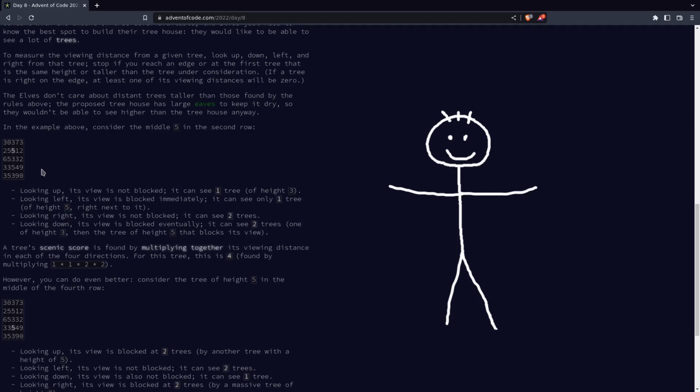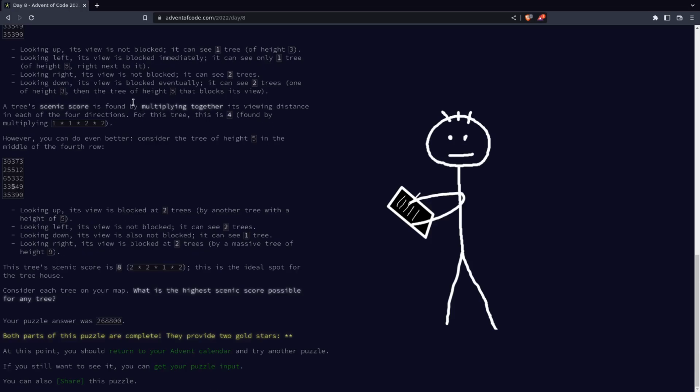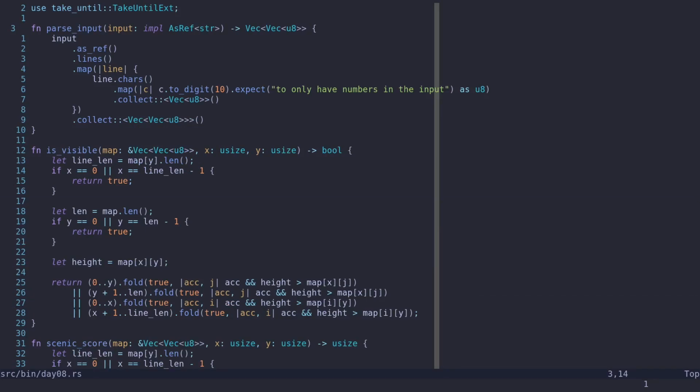The elves also give to each spot a score, and the score is computed by multiplying all the viewing distances. So for this example, it would be 1 times 1 times 2 times 2, which is 4. Our goal for this question is to find the highest scenic score. For the solution, I have converted the entire input into a Vec of u8 into a 2D array of digits.